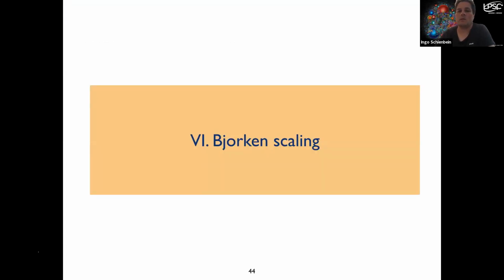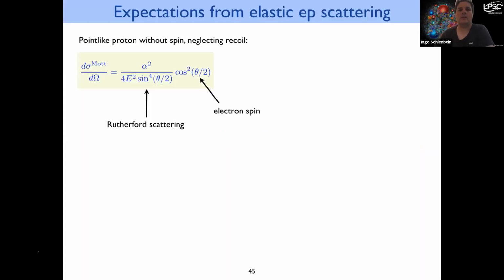So now let's discuss a little bit Bjorken scaling, which is an important result. So let's have a look at elastic electron-proton scattering. And to start with, we look at a point-like proton without spin. We neglect the recoil and we scatter off the electron elastically. And then the cross section, as you know, is the Mott cross section, which is the Rutherford scattering cross section times a cosine squared theta over 2 to take into account the electron spin.